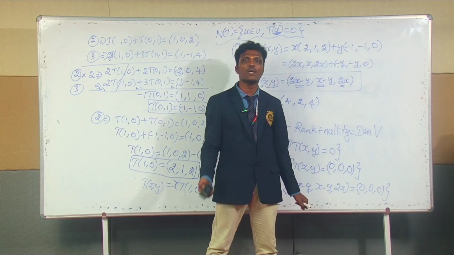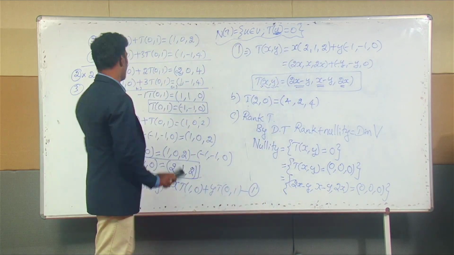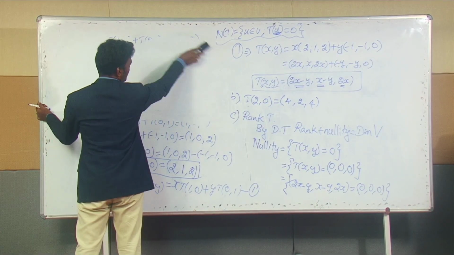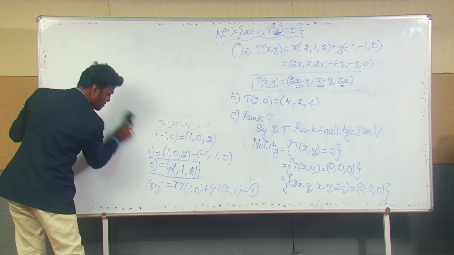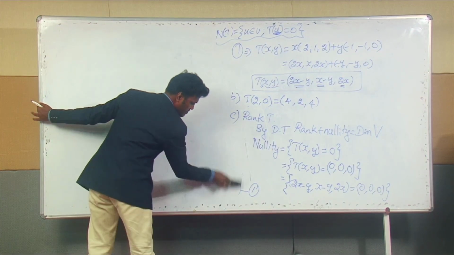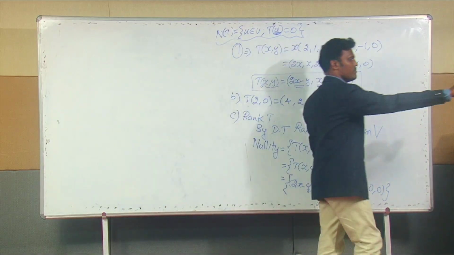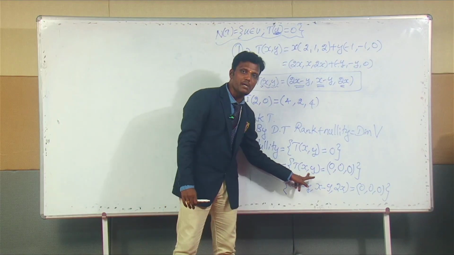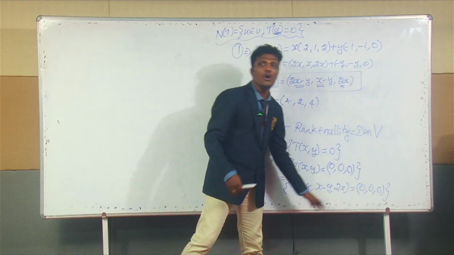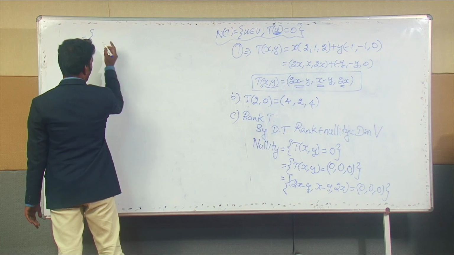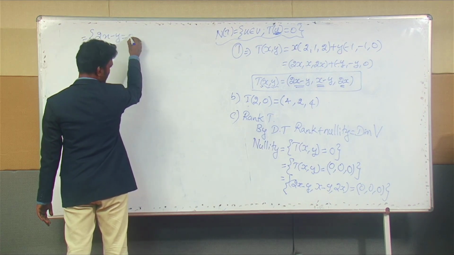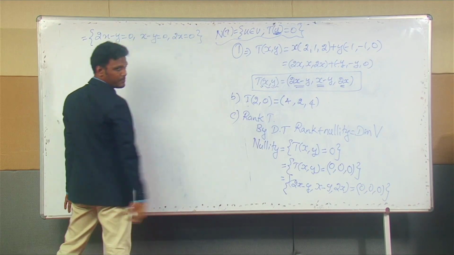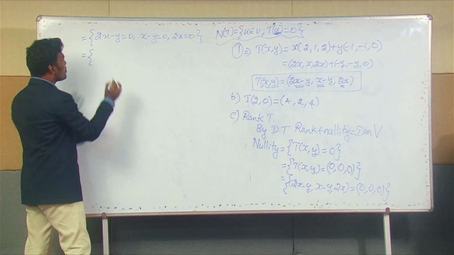Equal sides, now what you have to do? You can compare the first, second, third simultaneously. So we are just finding the nullity as T of x comma y, the original expression, is compared with 0. How to compare? Nothing but first term with first term, second term with second term, third term with third term. Got it? So you have to simplify this.